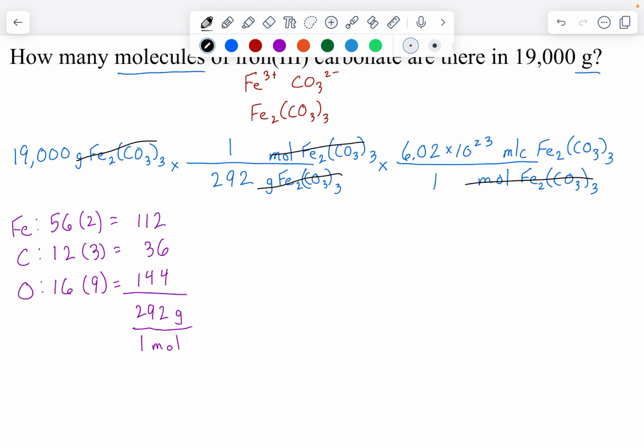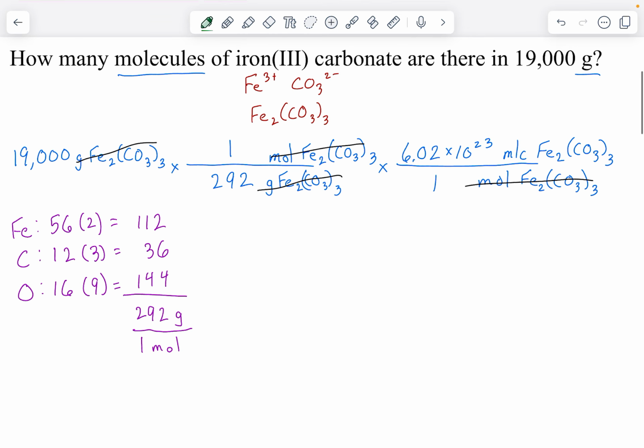Remember that when you're typing this in the calculator, you want to use that EE key. So if you're typing the calculator, you'll do 19 times, not the 1, 6.02 EE 23. And I don't like to hit enter here because if I make a mistake, it's harder to fix. So I'll just now divide by anything in the denominator. So I'll divide by 292.